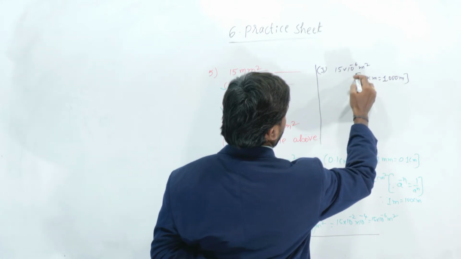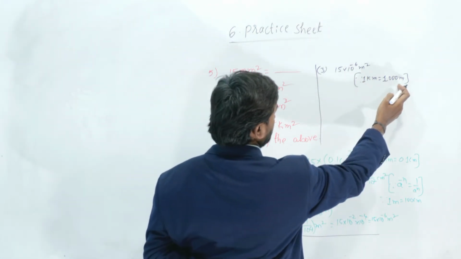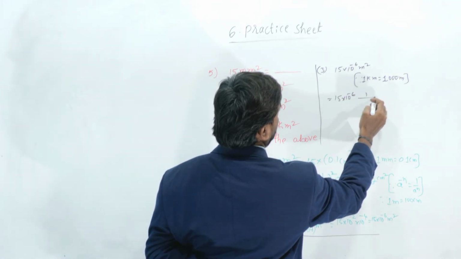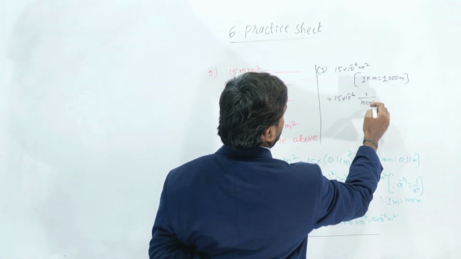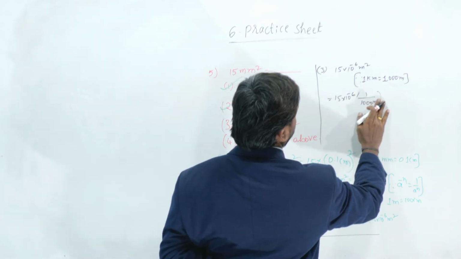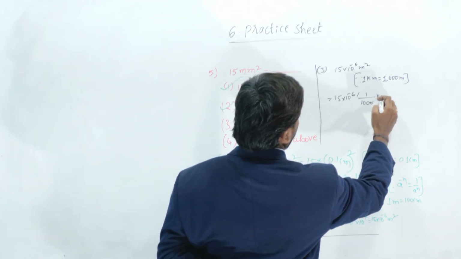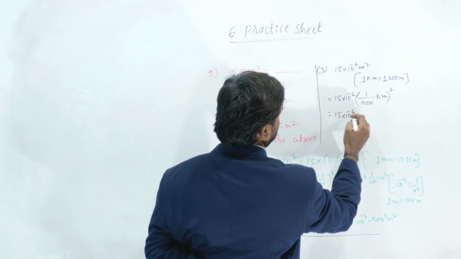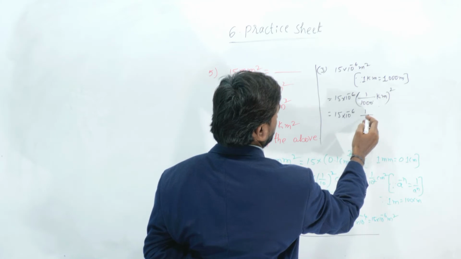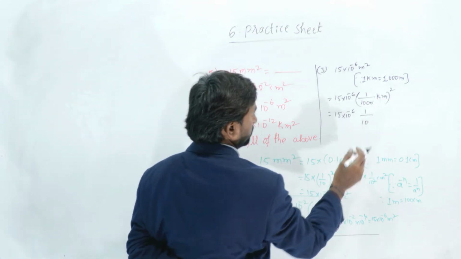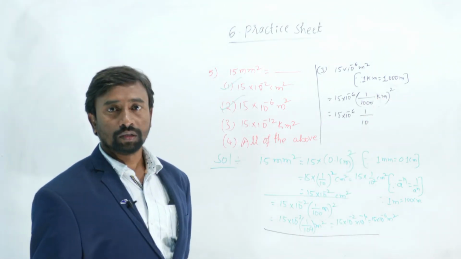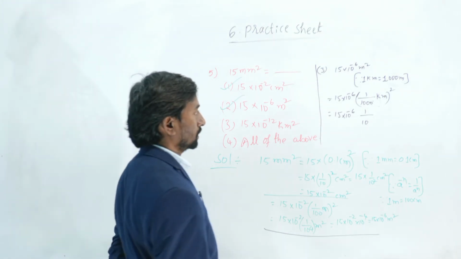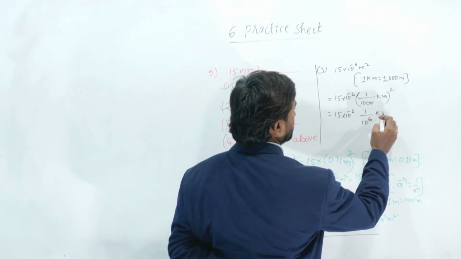1000 meters. So now, in place of this, 1 meter is equal to 1 by 1000 kilometer, we can write. So here 15 into 10 to the power of minus 6, 1 by 1000 kilometer whole square we can write. So this is 15 into 10 to the power of minus 6 and 1 by 1000 whole square is nothing but 1 by 1000 into 1 by 1000. Here 10 to the power of 6 will come, now here. This is a kilometer square.